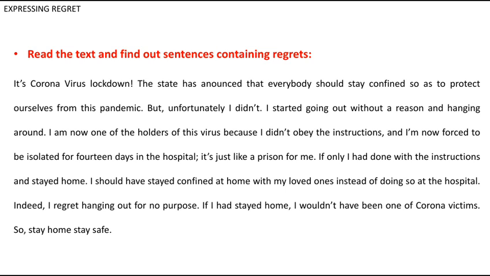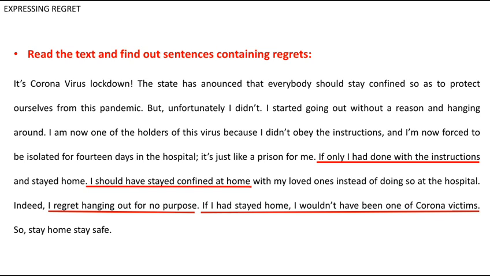The first one is excellent. If only I had done with the instructions. Okay, the second one, I should have stayed confined at home. Okay, very good. Number 3 is I regret hanging out for no purpose. Excellent. Okay, the next one. Great. If I had stayed home, I wouldn't have been one of the corona victims.